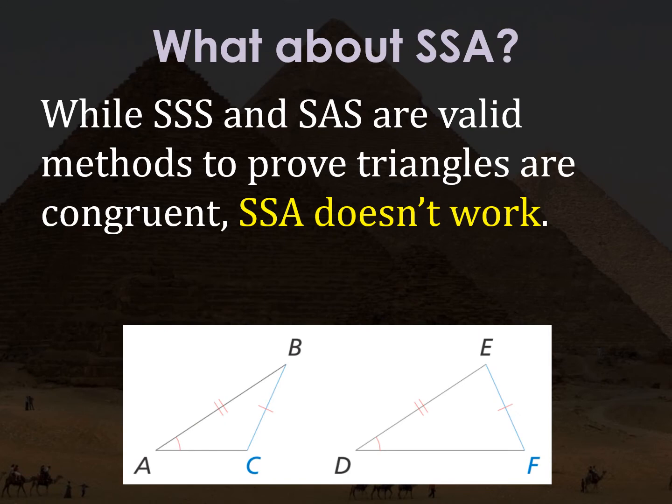Now, some of you looked at the letters SSS and SAS, and you're probably wondering, what about ASS? That's funny. Well, turns out SSS and SAS are valid methods. SSA doesn't work. So here you have triangles ABC and DEF. You will notice that angle A is congruent to angle D, EF is congruent to BC, and DE is congruent to AB, but the triangles are not congruent.